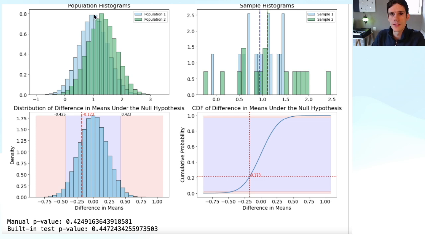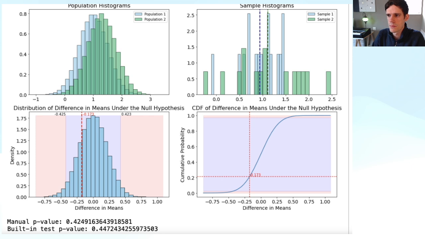In this case, the difference in population means is 30%, a mean of 1 for population 1 and a mean of 1.3 for population 2. Now, our sample size is 15 data points for each sample. We compute the mean for each sample, which are these vertical lines, and this of course will give us a mean difference, which is visualized on our distribution of sample differences with this red line.